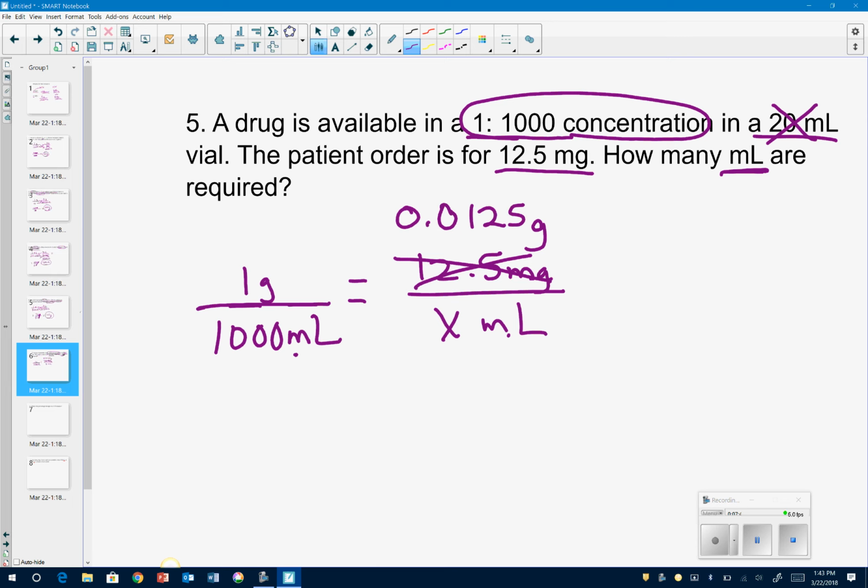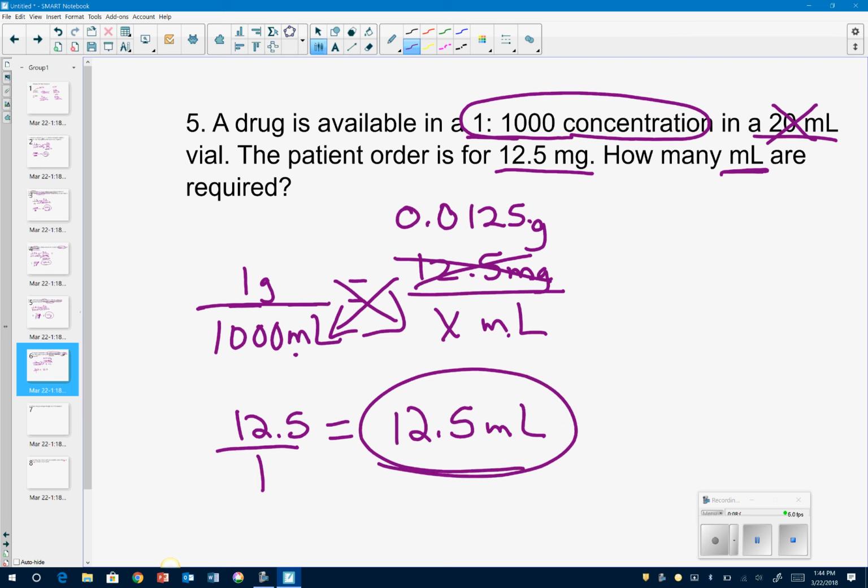But it really doesn't matter which side you convert as long as they're both the same. Okay. So whatever you multiply the X by always goes on the bottom. So 1 times X is 1. 0.0125 times 1,000, okay, would be 12.5. 12.5 divided by 1, of course, is 12.5 milliliters.